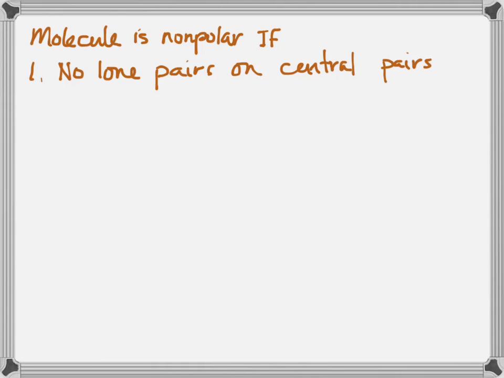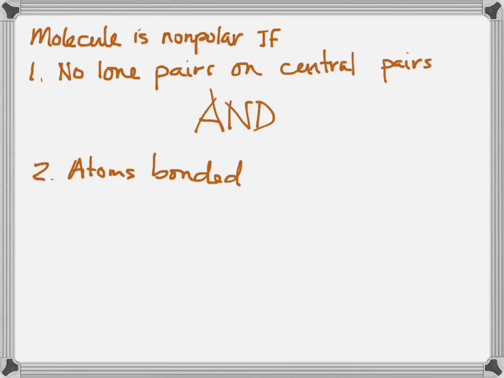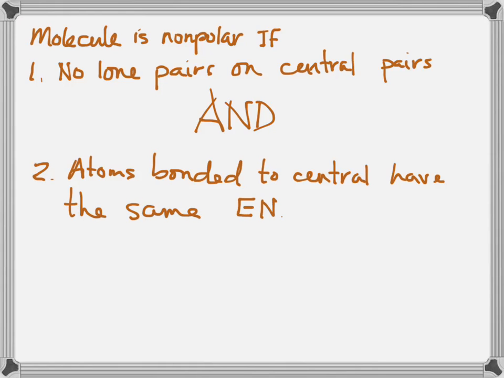So if there's no lone pairs, and, I should put the and in here, big and, it's got to be both, and atoms bonded to the central atom have the same electronegativities. That's important because if the electronegativities are different, then the magnitude of the vectors is not the same and they won't add to 0.